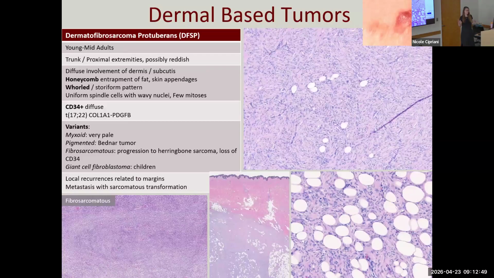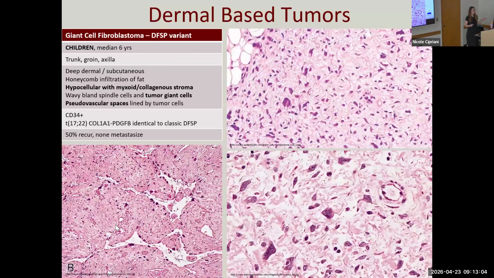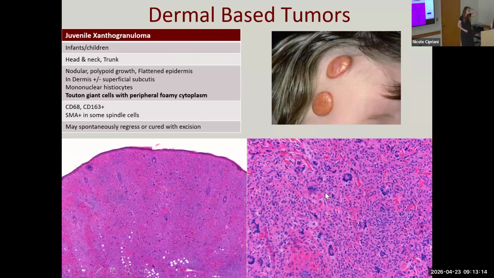Versus DFSP, right, diffuse strong CD34 expression, honeycomb entrapment of fat, storiform growth, collagen, PDGFB rearrangement. Variants include myxoid, pigmented, i.e. Bednar, and then we already talked about fibrosarcomatous transformation. Giant cell fibroblastoma is a variant of DFSP in kids, has the same immunoprofile and the same fusion, but has these pseudovascular spaces and these giant cells. Juvenile xanthogranuloma, these orange plaques in kids with foamy histiocytes and giant cells that are wreath-like with foamy cytoplasm going right up to the epidermis.